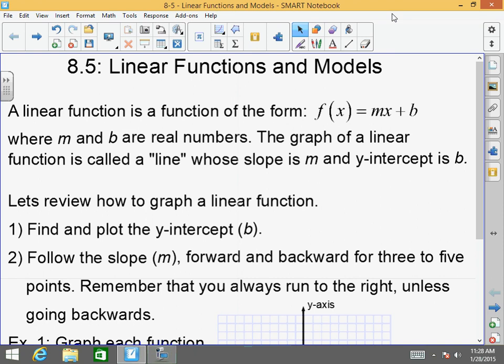Today we're going to continue with our functions explanations, and we're going to focus on linear functions today. Linear functions and models, to be exact.